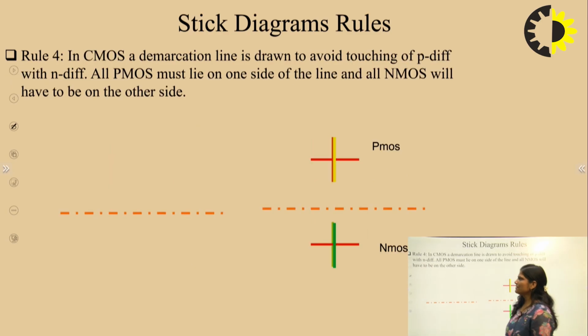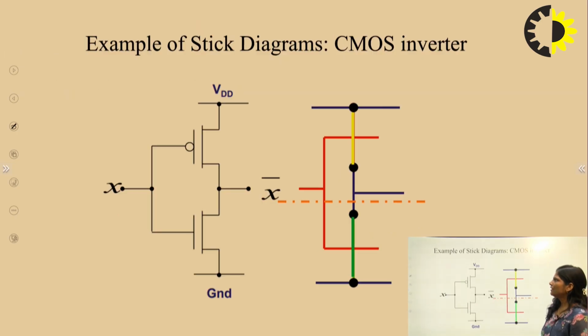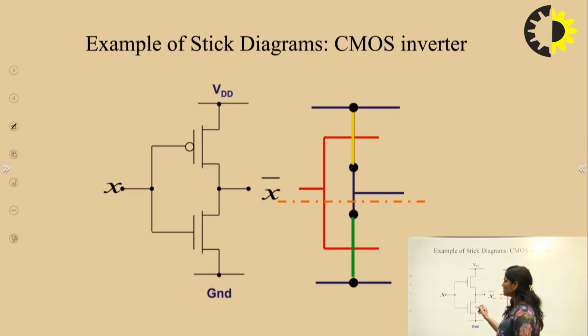Now rule number 4: in CMOS, a demarcation line is drawn to avoid touching of PMOS with NMOS. So this is a PMOS transistor, this is NMOS. We have to draw a demarcation line in between PMOS and NMOS like this in a brown color. Now let us take an example of a CMOS inverter. So this is PMOS, this is NMOS, this is input, this is output, this is VDD, this is ground. As you all know how to design CMOS.